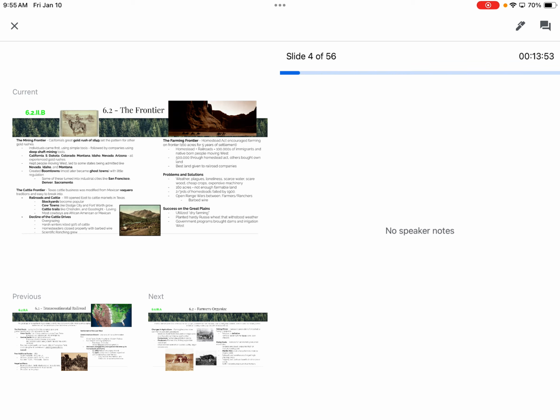A super important thing to write down would be boom towns. So here's what they would do. They would strike some sort of mineral, gold and silver were the main ones, and thousands of people would flock to that area. Were a lot of women going out to do mining? No, very few. So a bunch of men would flock to these towns.